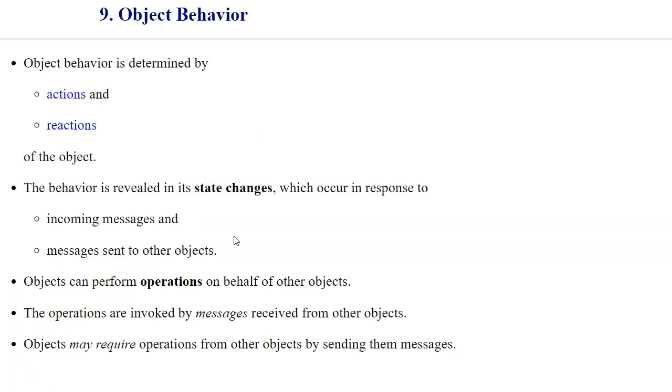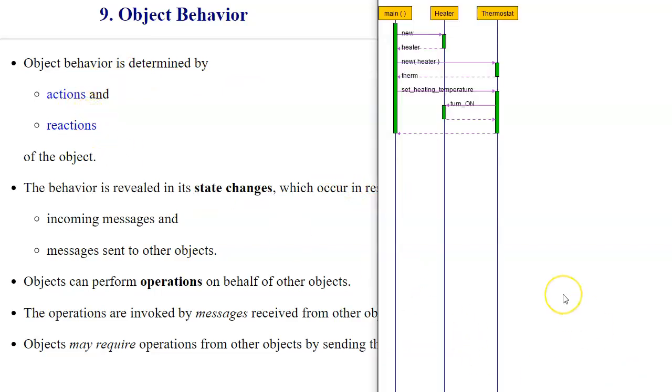Object behavior is generally represented by the set of operations that the object maintains and offers to its environment. So generally speaking, actions are operations or function calls or member function calls inside the object, and reactions are the values returned from the object. So the examples of these actions and reactions we've seen in our prior presentation, where, if you recall, we tried to demonstrate the creation of a heater class and a thermostat class.